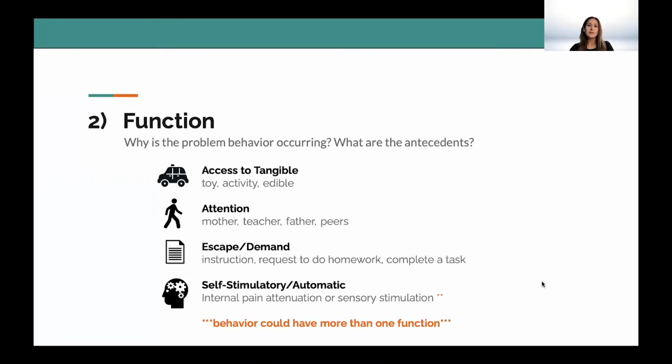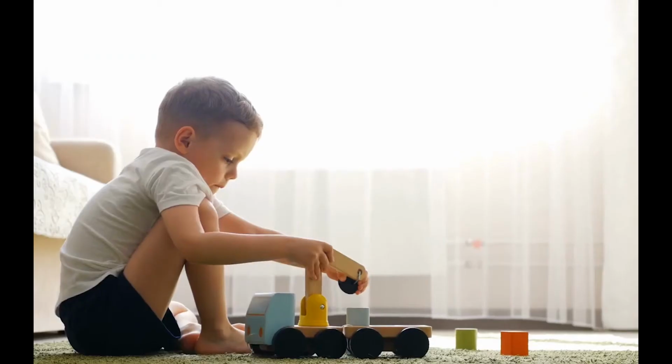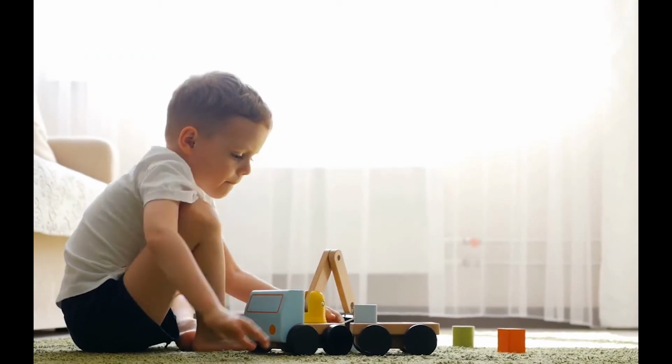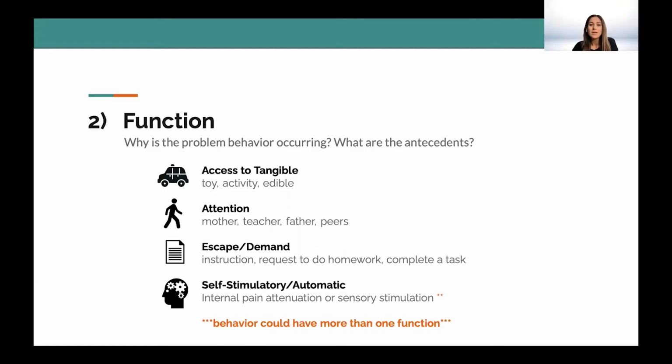Second component is the function. So this is really, again, why is the problem behavior occurring? What are the specific antecedents? And there are 4 functions. Could be access to a tangible. That means the child wants to access a toy, an activity, something to eat that they like. It could be to get somebody's attention, from mom, teacher, maybe from dad, from peers.